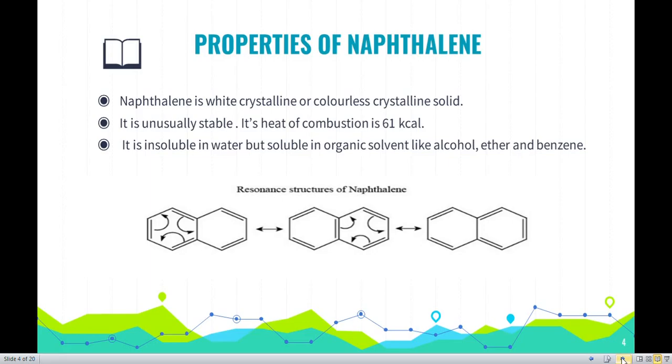This is a diagrammatic representation of the resonating structures of naphthalene. As we know, the double bonds present in the ring undergo delocalization by intramolecular electron transfer to attain stability.